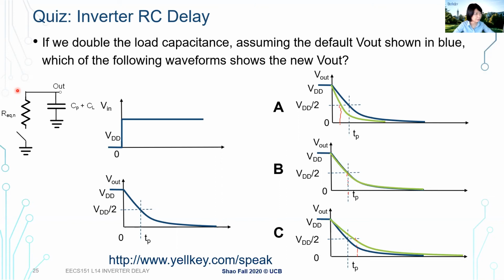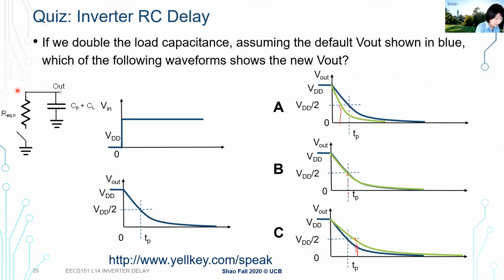Okay, we have more than 20 responses. So let's see. I think most of the students say C. It is actually slower. Yes, the right answer is C. I think most of the students get it right. More than 80% of students get it right. Good job, everyone. Right. So we mentioned this is an RC circuit, right?